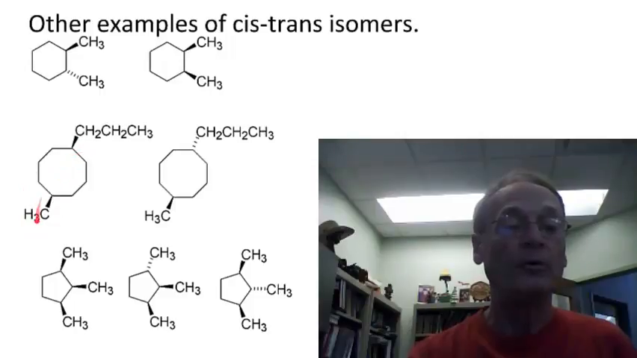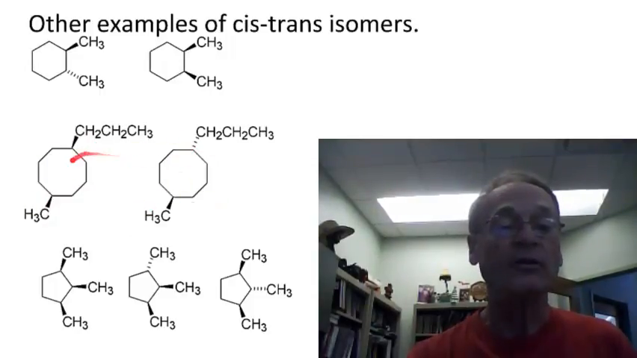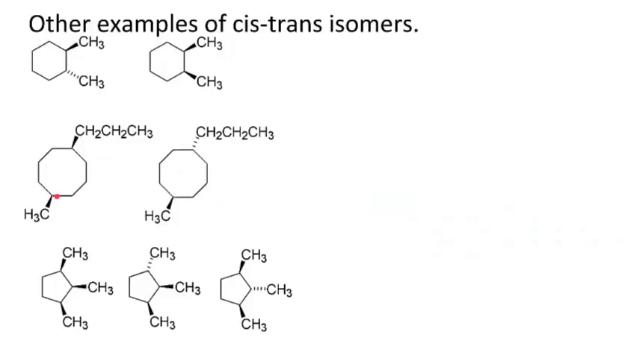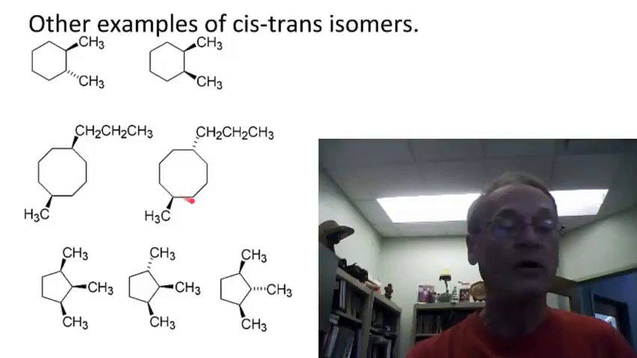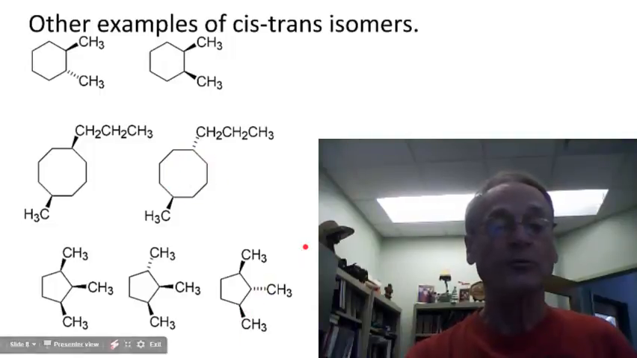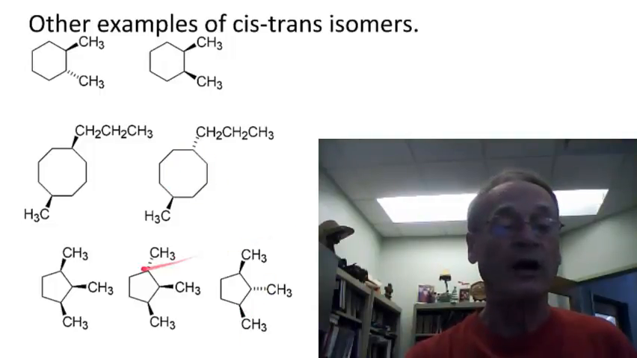Here's a propyl group and a methyl group on the same ring. Happens to be an 8-numbered ring in this case. Here they're both up. Here one is up and one is down, so this is cis and this is trans. So this would be cis-1-methyl-5-propyl cyclooctane. And this would be trans-1-methyl-5-propyl cyclooctane.